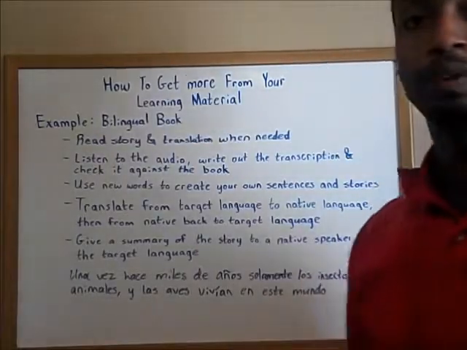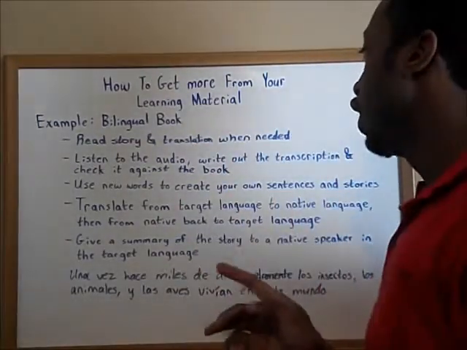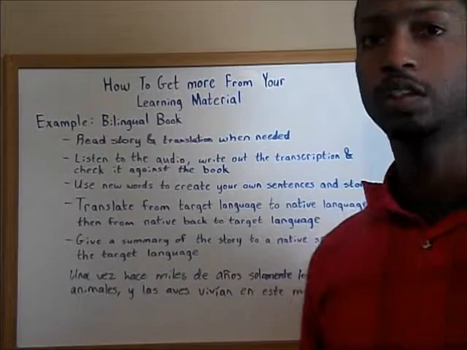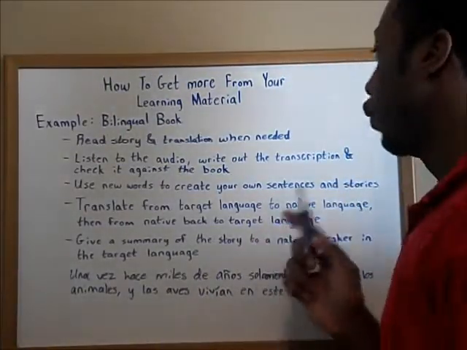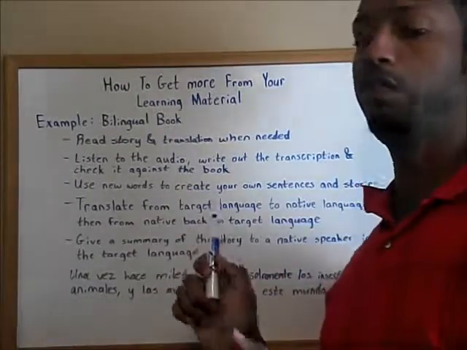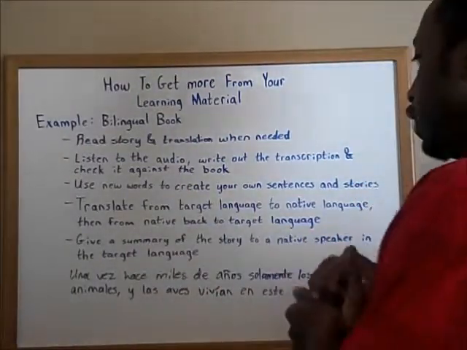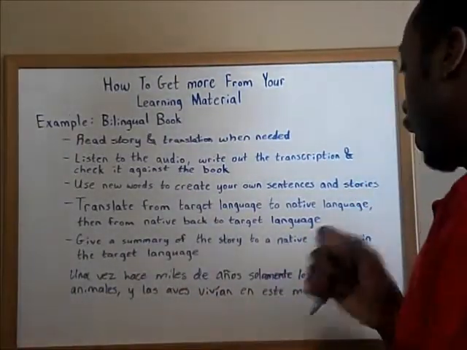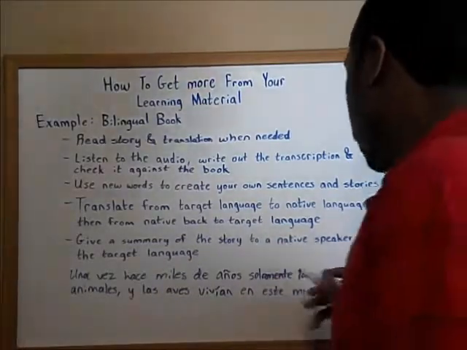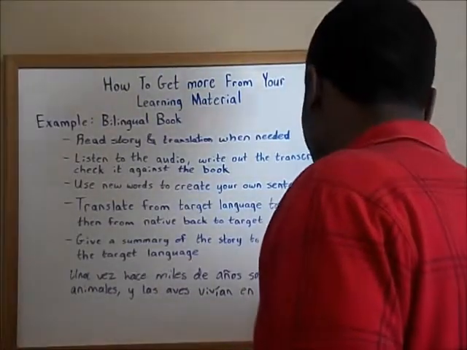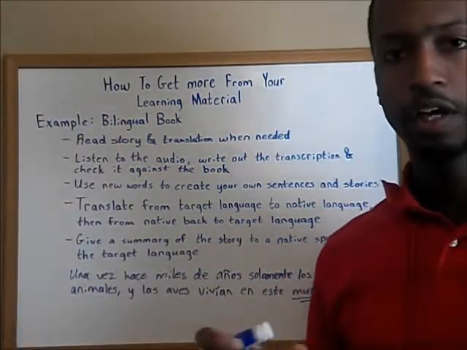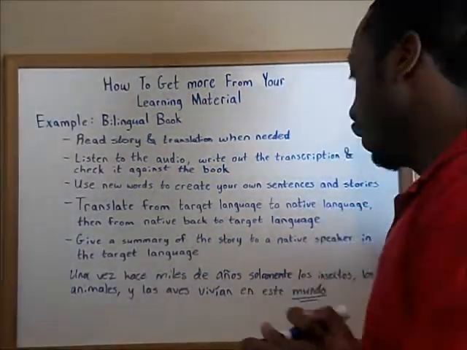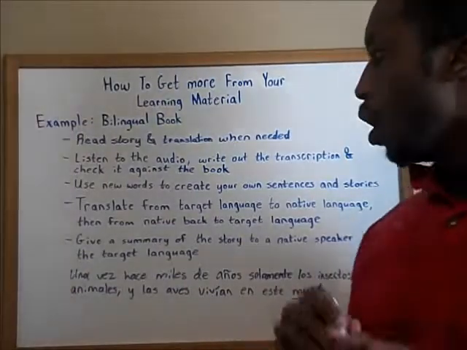Now, this brings me to the third tip. You can use words from the stories, new words that you haven't seen before, aren't familiar with, to create your own sentences and your own stories. Now, let's use this sentence for example. Let's say I did not know what the word mundo means, right? So, I find out what it means. I go somewhere and I figure out what it means. I find out that the word mundo means world.